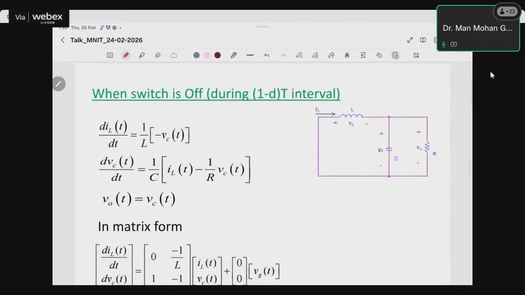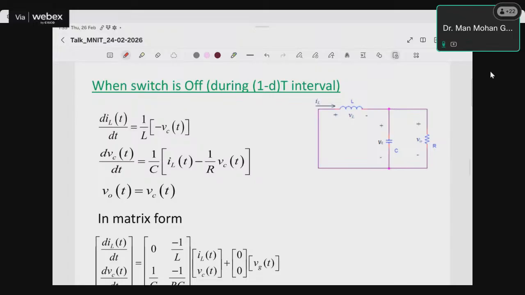Now when the switch is off, then this was the circuit. I'm again writing the equations. So VL here, that is equal to minus V naught, which is equal to minus Vc, right? So this is L di/dt, which is equal to minus Vc. So from here di/dt comes out to be minus Vc upon L, which I can write as di/dt equals 0 into IL plus minus 1 upon L Vc plus 0 into Vg, right?